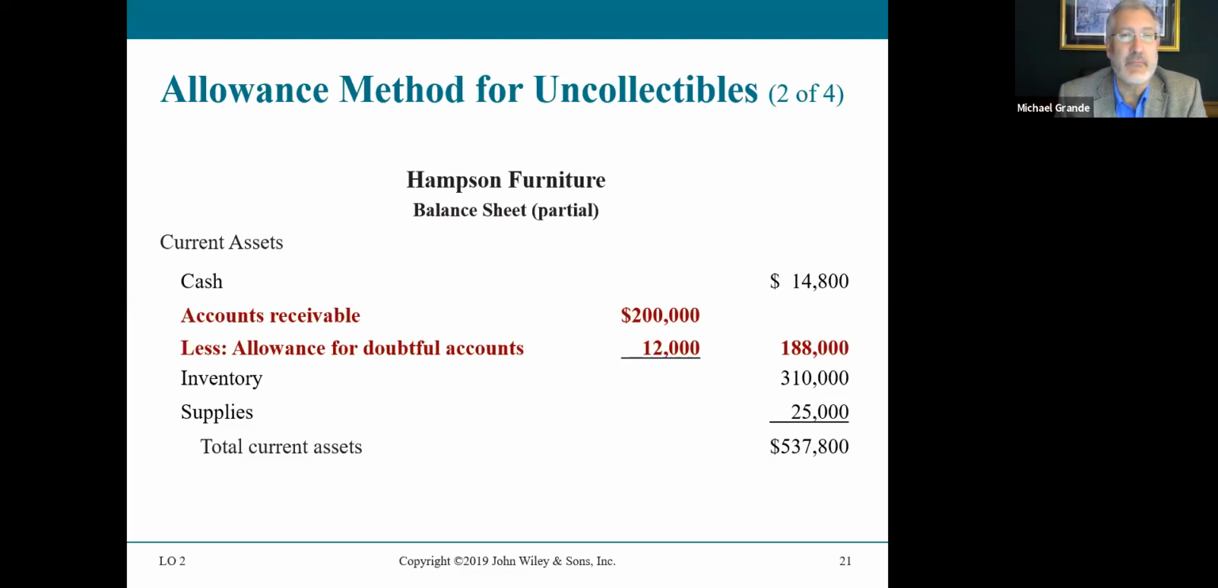This is what a part of the balance sheet would look like, specifically the items in red. The accounts receivable balance, as we said, was $200,000. The allowance account, a contra asset account, reduces the receivable. The net realizable value of those $200,000 is estimated to be $188,000.